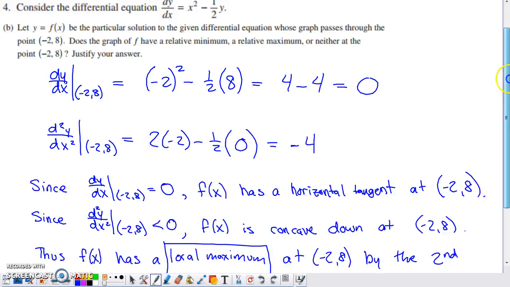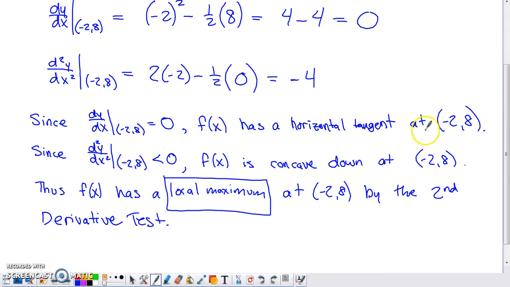This combination of things tells me that we've got a horizontal tangent at (-2, 8). That's from this first calculation. The second calculation tells us that the curve is concave down at that ordered pair. Well, if you have a horizontal tangent and you're concave down, that tells you that your function has to have a local max on its graph at that location, and that's actually called the second derivative test.